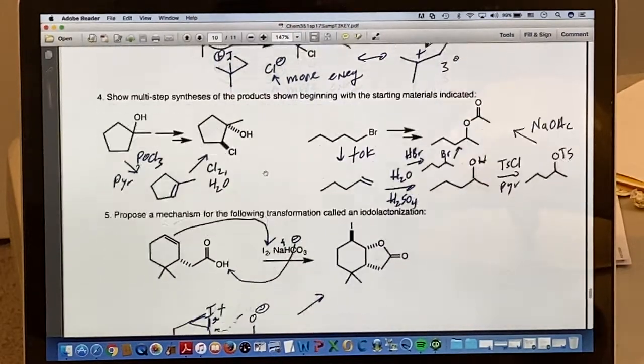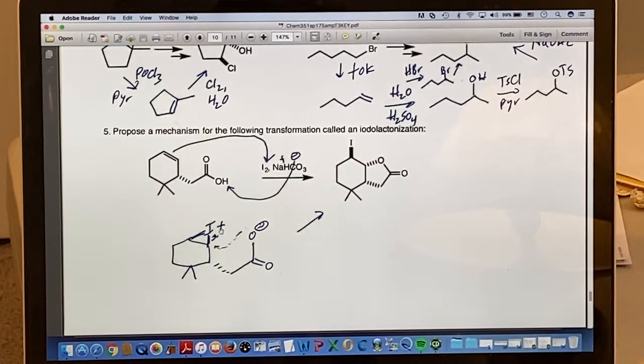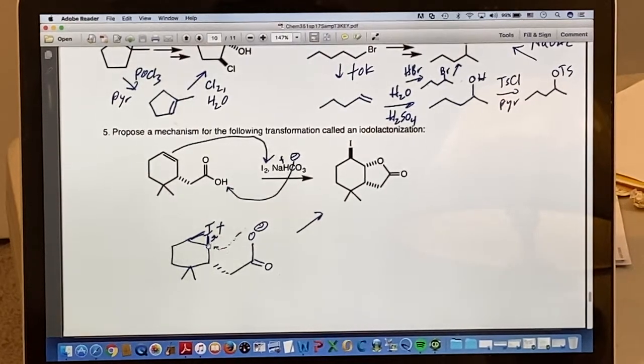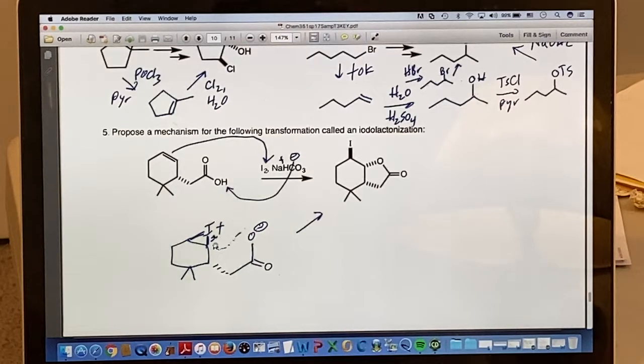I think this harder problem here was similar to a homework problem. So you've seen that iodo-lactonization, it's called, forming a cyclic ester, which is called a lactone. Same iodonium ion, and then base. Make sure you show the carboxylate as a negatively charged nucleophile, better nucleophile.